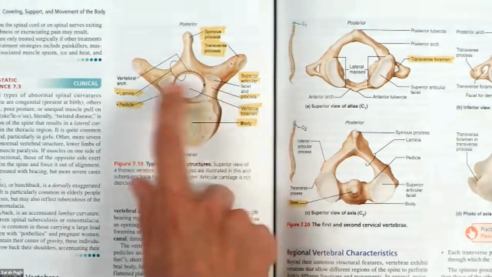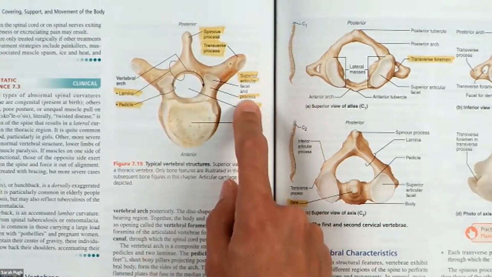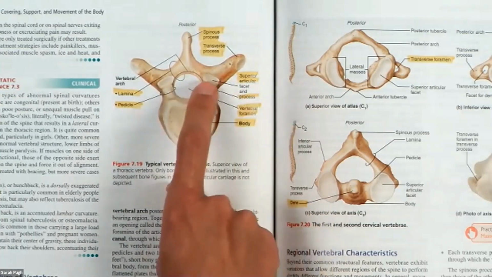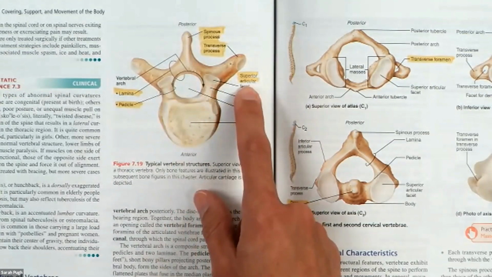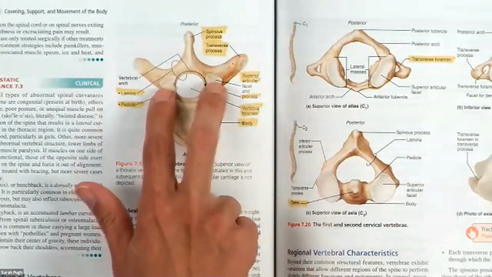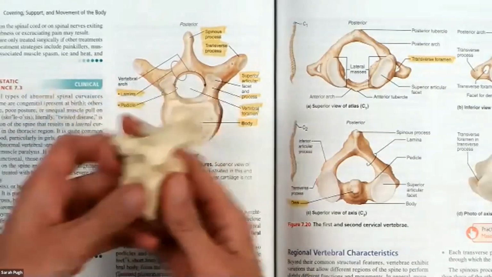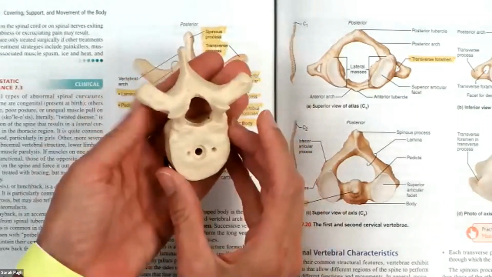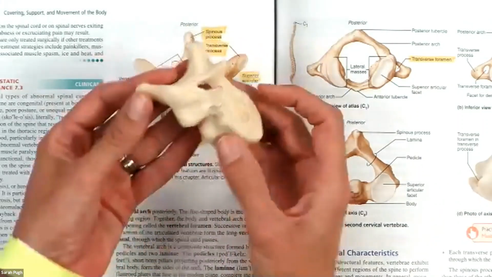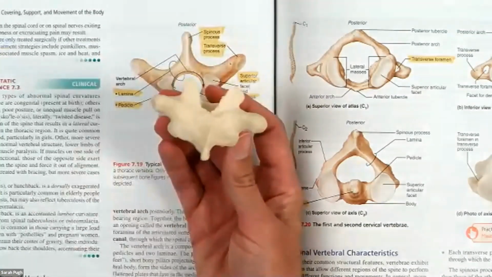The only other one I didn't point out is right here. This is called the superior articular process. If you think of the term articular, articulation, articulate, it means to join, a joint. And so this is an area on the vertebrae where you are going to join this vertebrae to the one above it. So if we look here, I'll show you this one. You can see the superior articular process. I'm going to show it to you from this angle. It's right here.